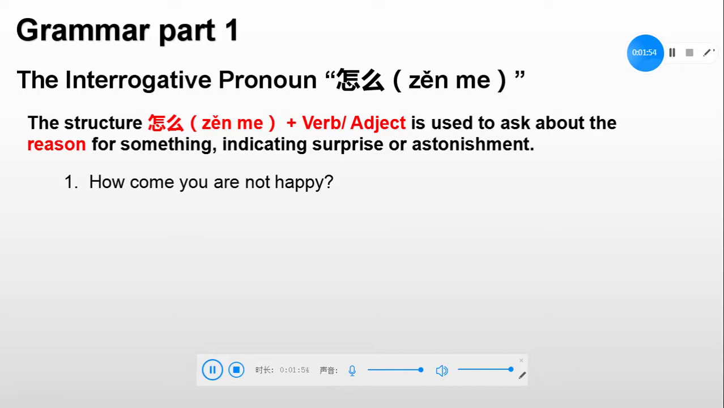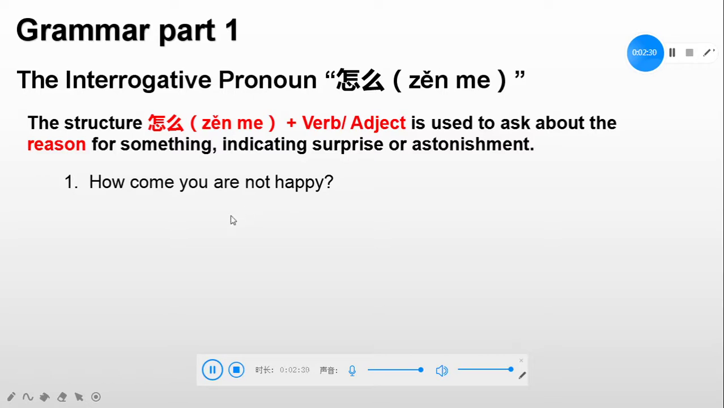Okay, I'd like to tell you, whenever you see a question sentence that starts with 怎么, which is how come or why in Chinese, if there is is or am or are, it is omitted. It is always omitted. Okay, and then not happy. Not is a negative word, which is 不. Remember, happy birthday. So happy is 高兴. Okay. How come 怎么, you 你, not happy 不高兴?